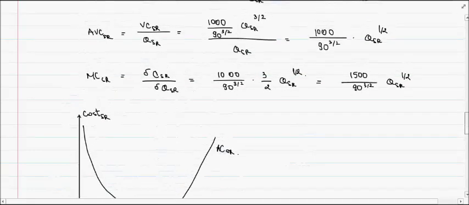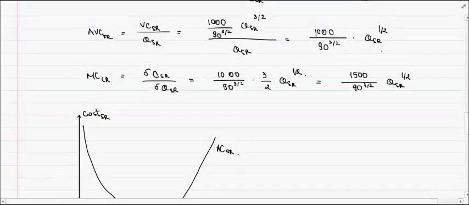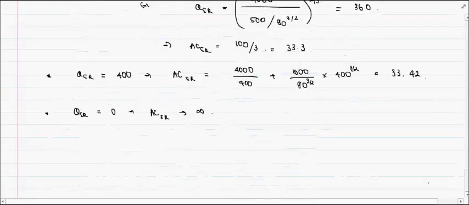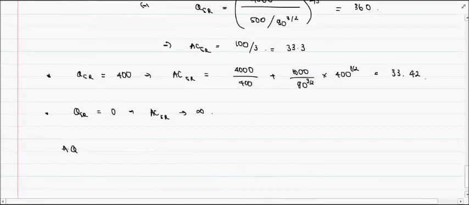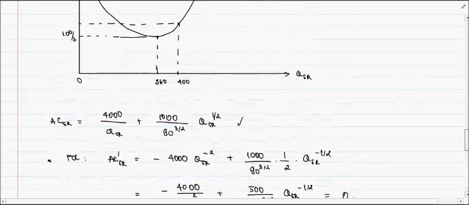Alright, so the second one is the average variable cost, which is just a function of Q short run to the power half. So that should be straightforward. The second diagram is the average variable cost, which is equal to 1000 divided by 90 to the power 3 on 2, and everything multiplied by Q short run to the power half.